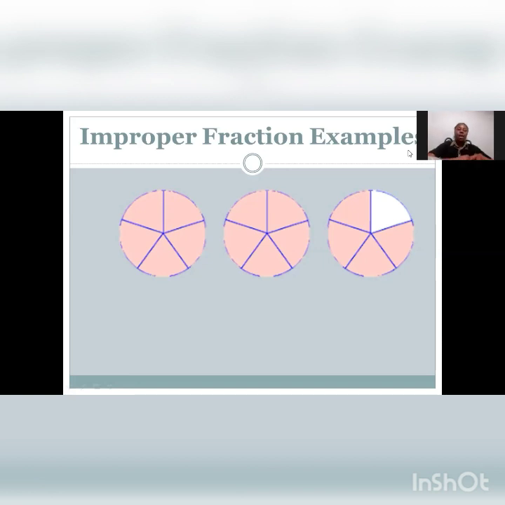Now we look at our shapes, count them individually. We have 14 shaded parts, and in each shape we have 5 equal parts. So that means our improper fraction will be 14/5.